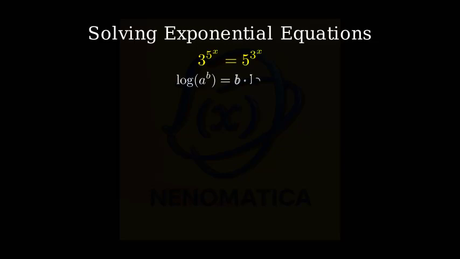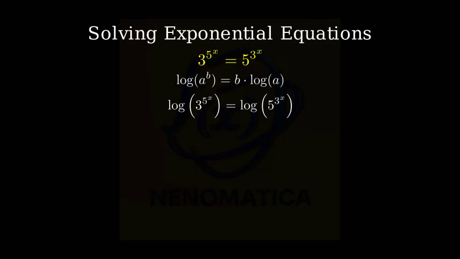A key property of logarithms that we'll use is that the logarithm of a number raised to a power equals the power times the logarithm of the number. In mathematical notation, that's log of a raised to the power of b equals b times log of a. Let's start solving our equation. The first step is to take the logarithm of both sides. This will help us bring down one level of exponents.